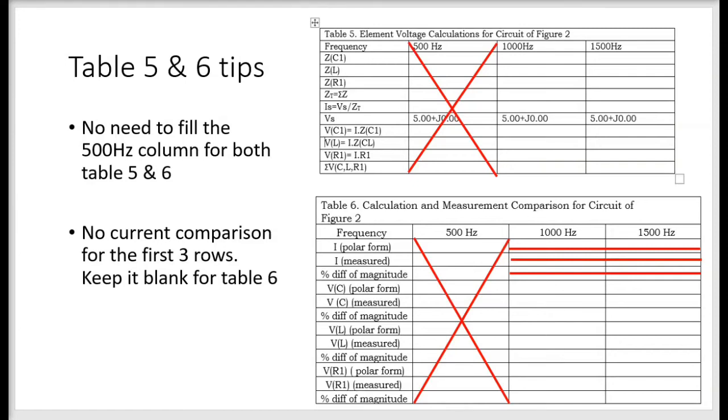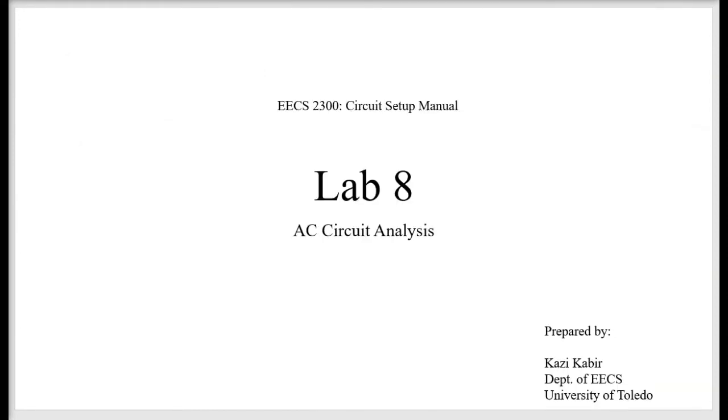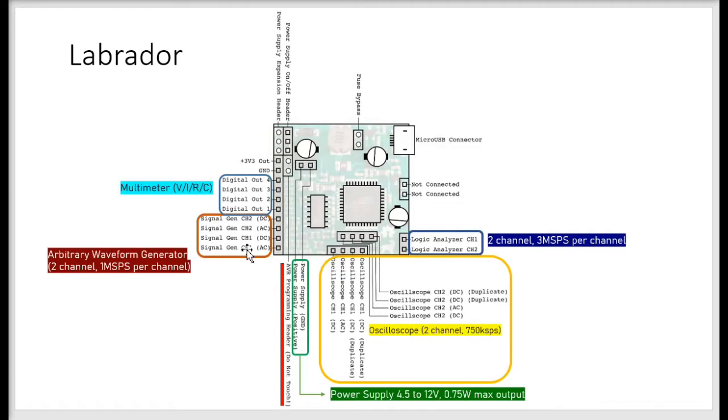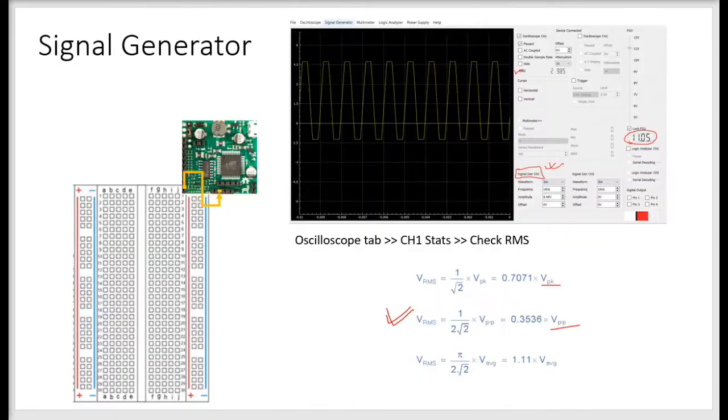Hello everyone, welcome to today's lab. We are going to do lab 8 today, which is AC circuit analysis, right? Already you know this is the schematic diagram, and we're going to use signal generator channel 1 DC, this portion, to provide our RMS voltage as an input voltage today.